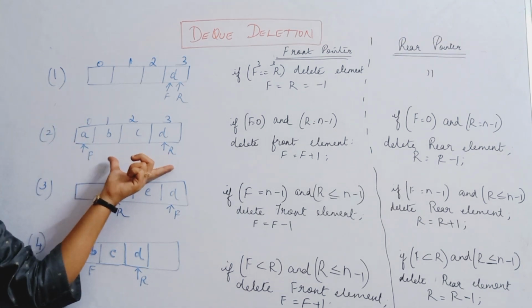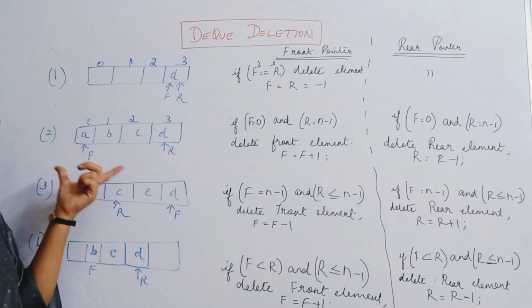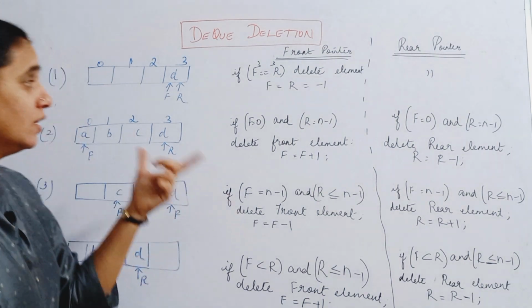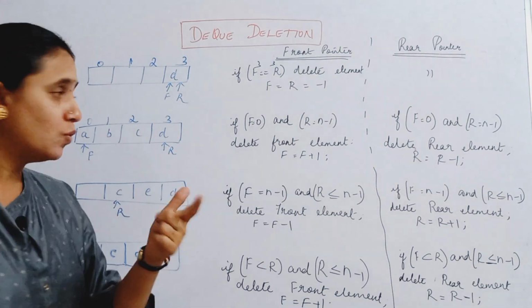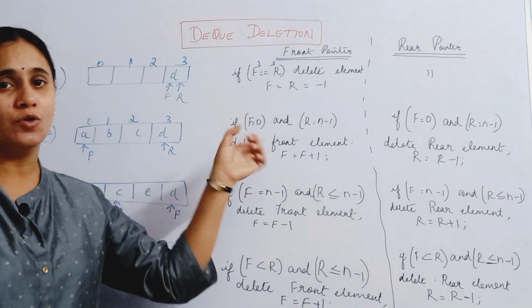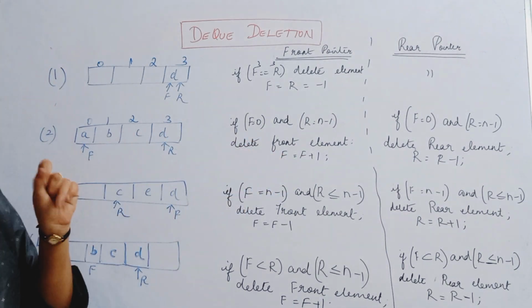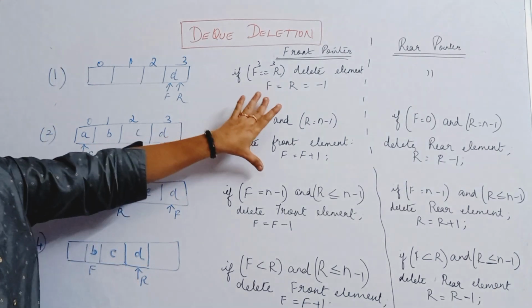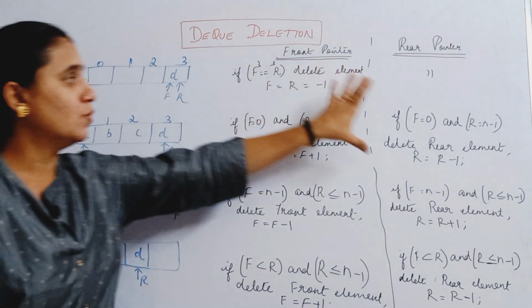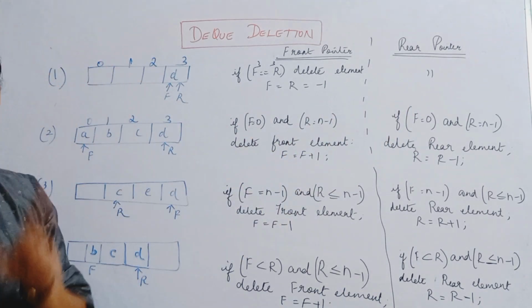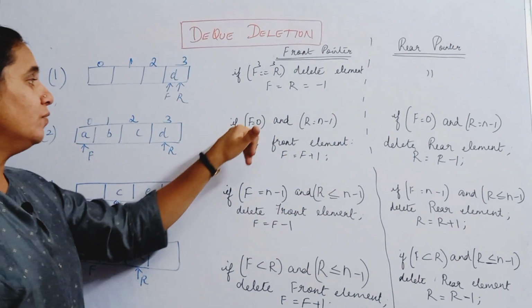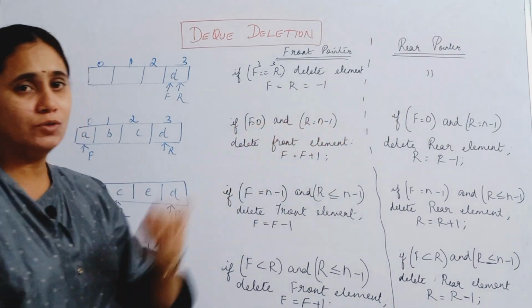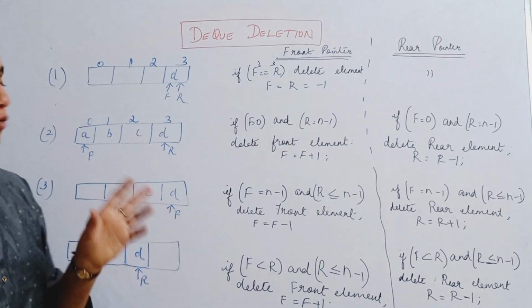See, now the queue is full, that is, the Deque is full. If it is like this, and we are using the front pointer, how are we going to operate it? We can delete by using either rear or front. This is for front deletion and this is for rear deletion. So what is the condition? If f is equal to 0 and r is equal to n-1. Now you check the condition.